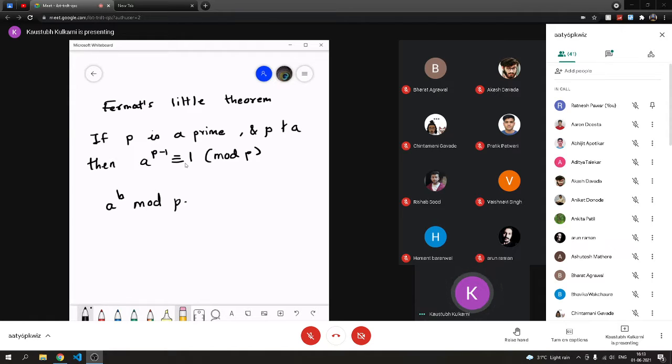Essentially we tried to factor a raised to b as a raised to p minus 1 into a raised to p minus 1. All the factors of a raised to p minus 1, and in the end something remained which we can call as a raised to c.